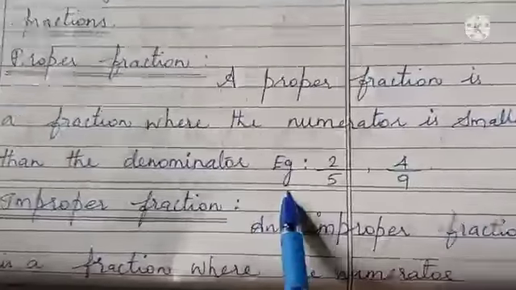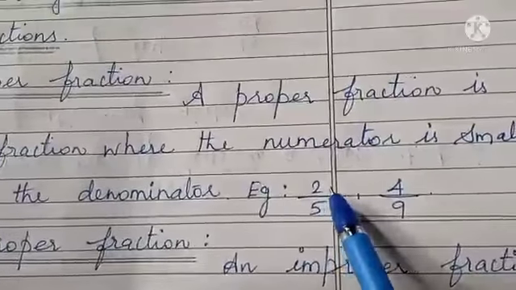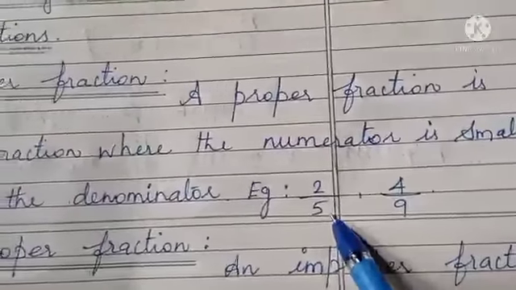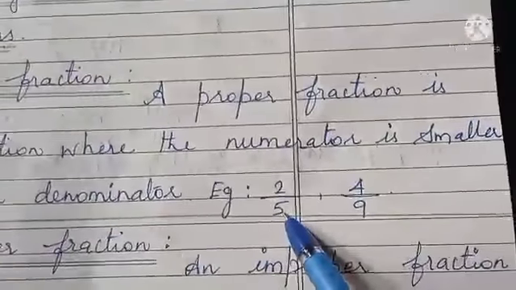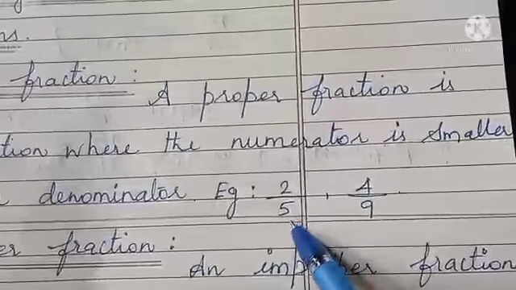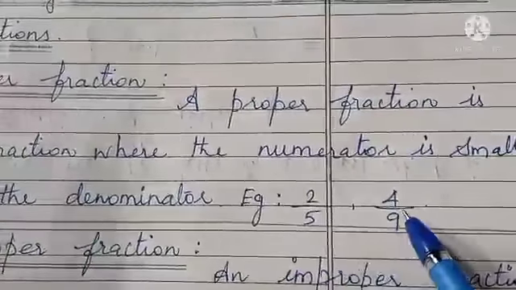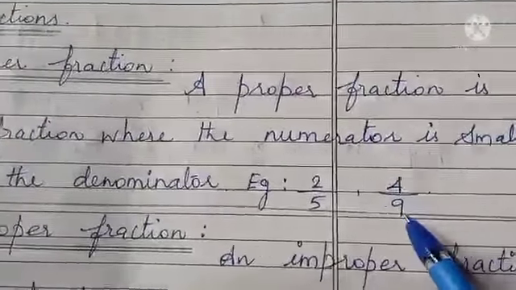Yes, see the example. We know very well 2 is a numerator, 5 is a denominator. Now check the two numbers. 2 is smaller than the denominator. So these kinds of fractions are nothing but proper fractions. The same way, one more example, 4 by 9.